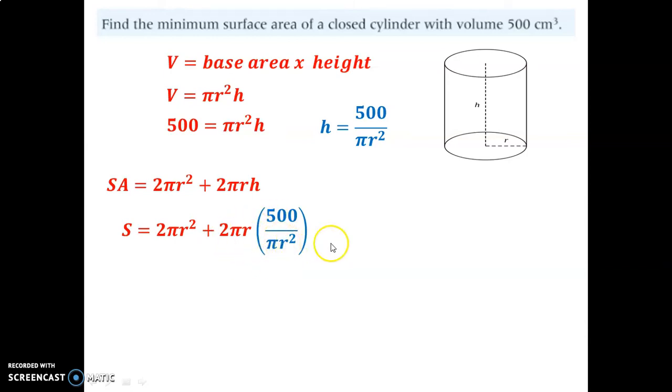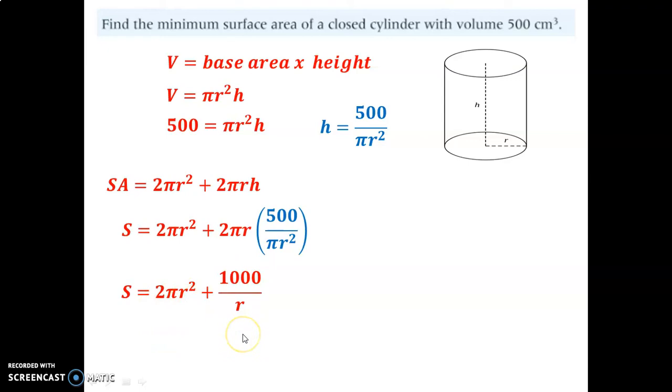You can cancel some stuff. What do you get? Well, you can cancel the pi, you can cancel an r in one of the r's here, and then a 2 times 500 is 1,000. So one r remains, and there it is. So there's our simplified surface area formula using the bit of information about the volume. Now this is in terms of one variable, so we can graph it.